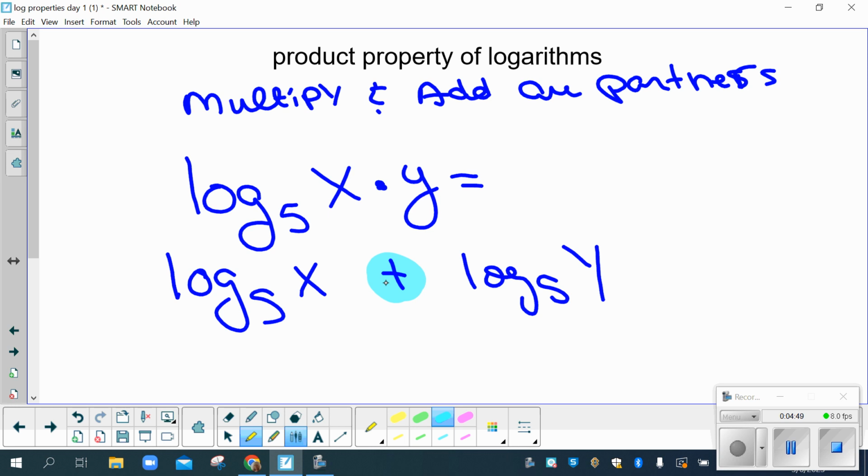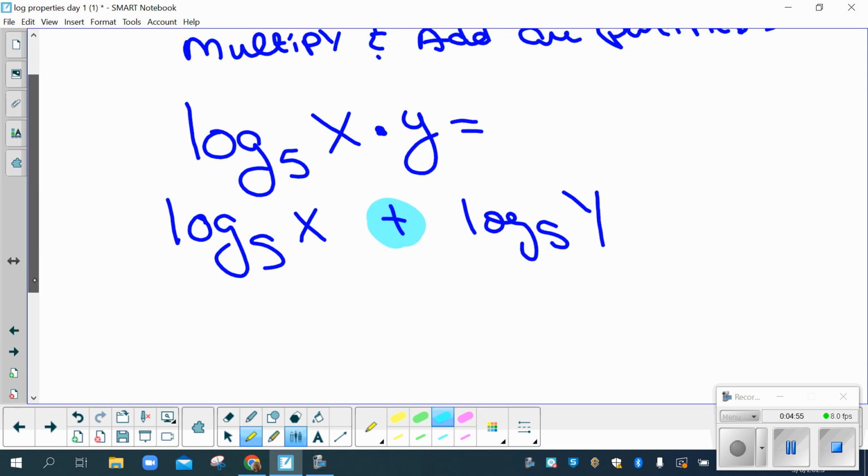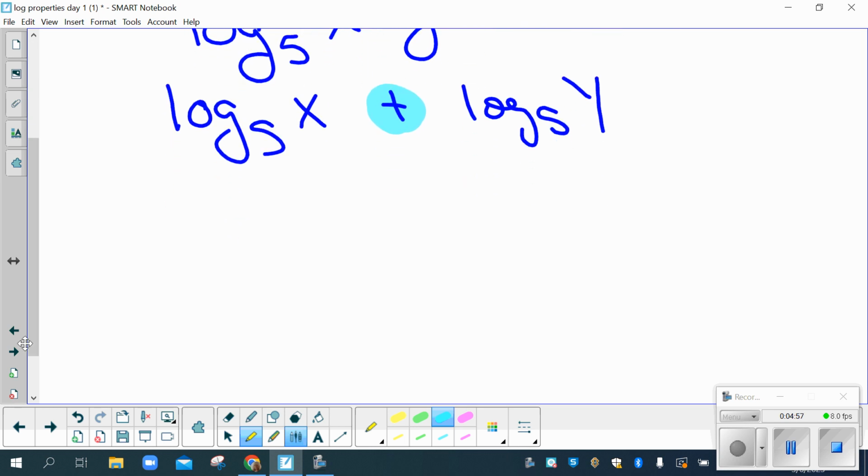Okay? So I want you to try one, and if you're like, is that really kind of all it is? Yeah, it is. But if you don't know these properties, the whole rest of this chapter, you're like, what is she doing? Why can she do that? And it's like, because it's a property. So I would like you to try this one with your neighbors.